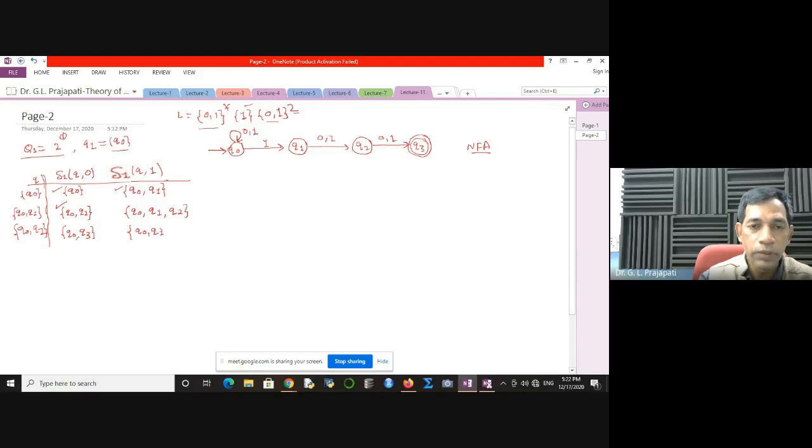Now, if you are at Q0 and input is 1, your machine can go to Q0 and Q1. If you are at Q2 and your input is 1, your machine goes to state Q3. So you have seen the transition for Q0, Q2. Now you can see the transition for Q0, Q1, and Q2.